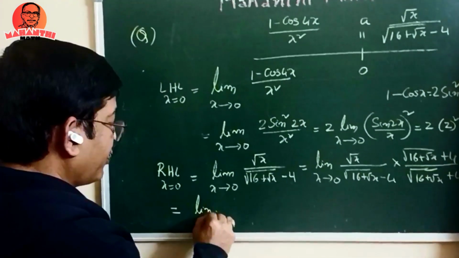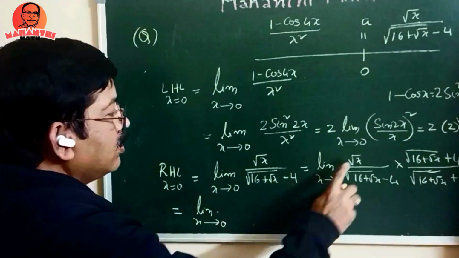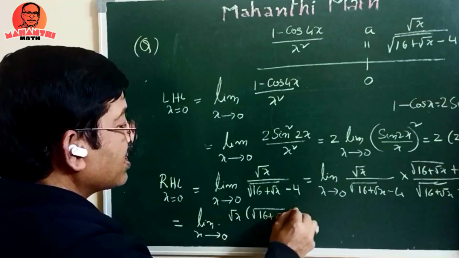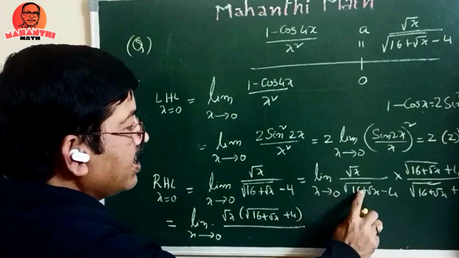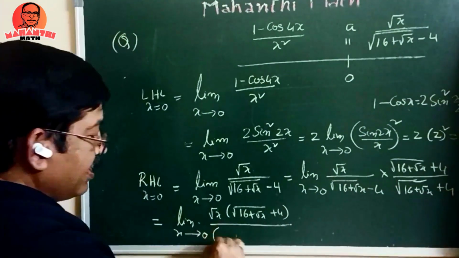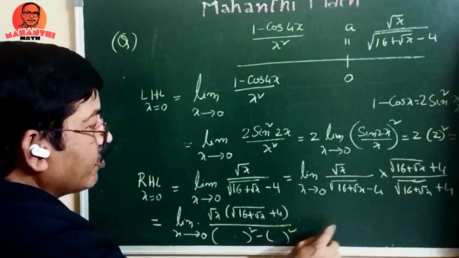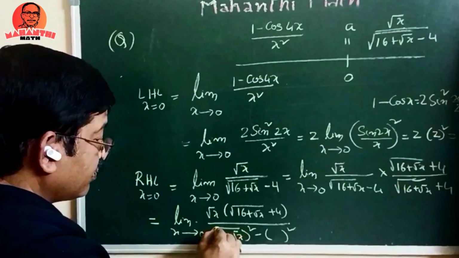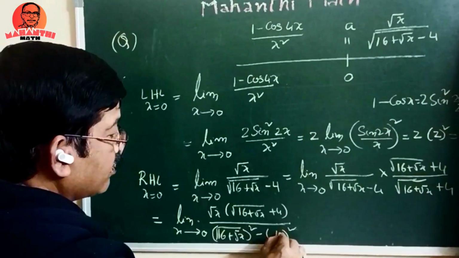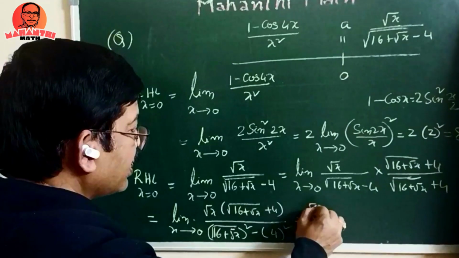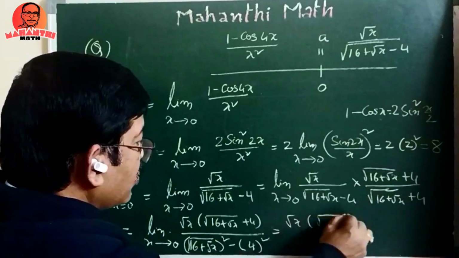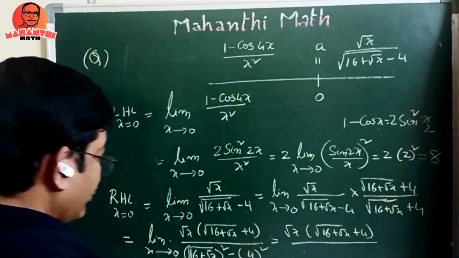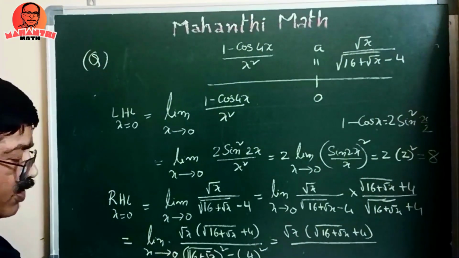Limit x tends to 0, root x into (root over 16 plus root x plus 4) by the denominator, a minus b into a plus b, a square minus b square. What is a? Root of 16 plus root x. What is b? 4. Root x into (root over 16 plus root x plus 4) by... when you square the root thing, that first root will be cancelled.